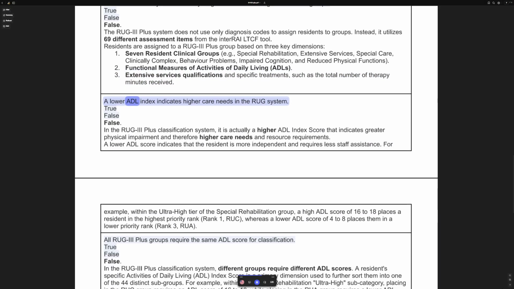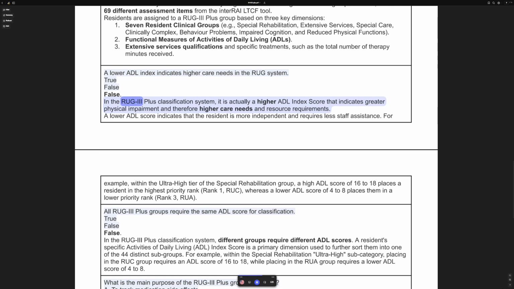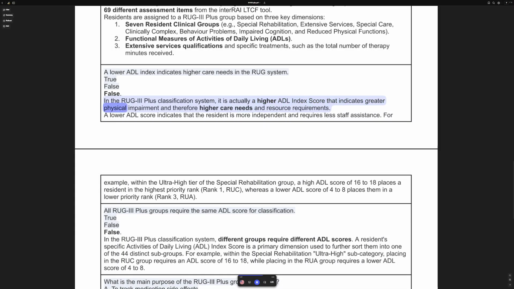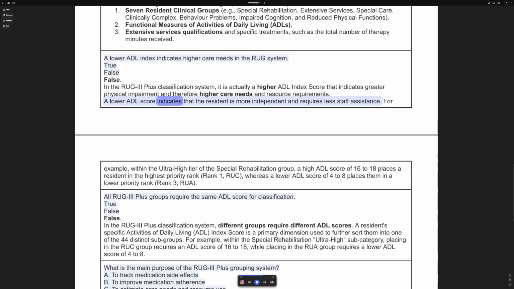A lower ADL index indicates higher care needs in the RUG system. True, false, false. In the RUG 3 Plus classification system, it is actually a higher ADL index score that indicates greater physical impairment and therefore higher care needs and resource requirements. A lower ADL score indicates that the resident is more independent and requires less staff assistance.